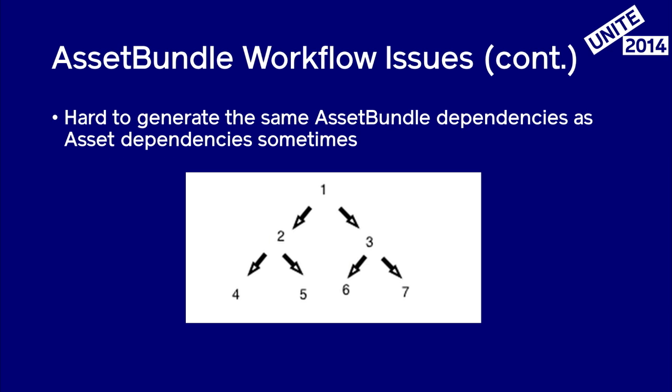And sometimes it's very hard to generate the same AssetBundle dependencies as asset dependencies. I think this picture is from the Unity forum, which is a real case where one customer asked, it's very hard to generate the same exact dependencies, just as this picture shows. If you think about this case, you want to build the 7 assets into 7 AssetBundles. Actually, there is no way to do this in the current build system. I mean 4.x.